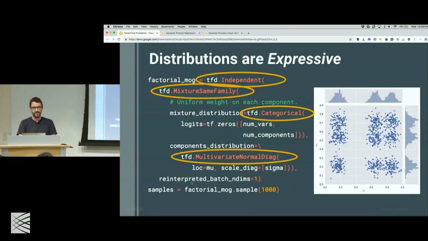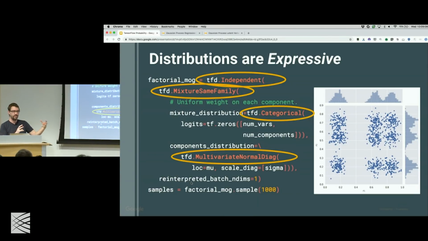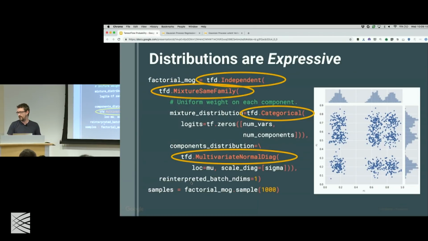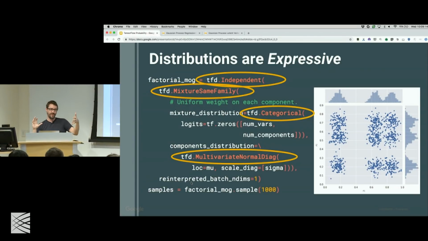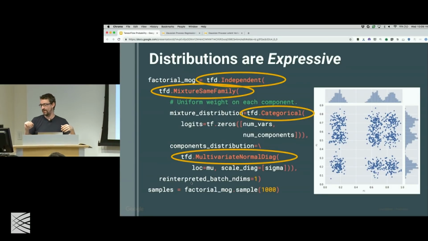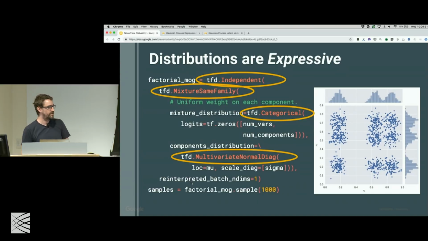Again, these are like Lego blocks. You probably don't need to completely parse this slide, but the idea is that we have a bunch of different pieces that all fit together really nicely. Here we're taking a bunch of multivariate normal diagonals. We're creating a mixture distribution across them, and then we're using this independent kind of meta distribution to make them into one big joint model.